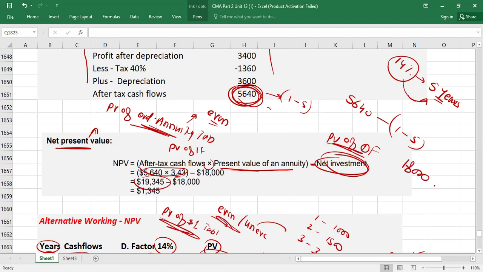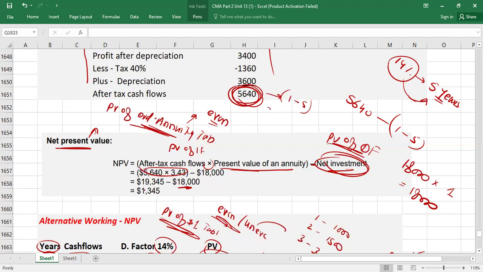Today you are investing in year 0, and you will always multiply with 1 because today the present value factor is 1. So it will be 18,000. That's why it's simply written net investment. Deduct net investment of 18,000. So you will deduct net investment from present value cash inflows, and you will get NPV.